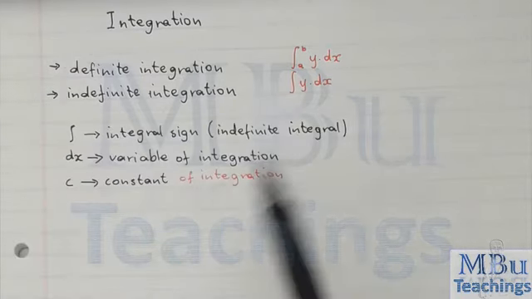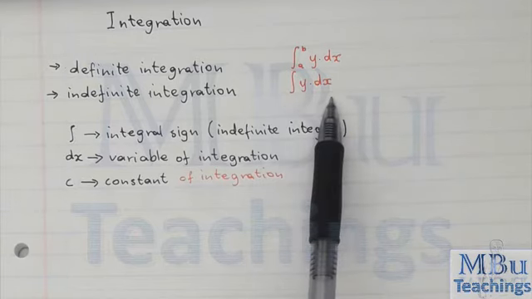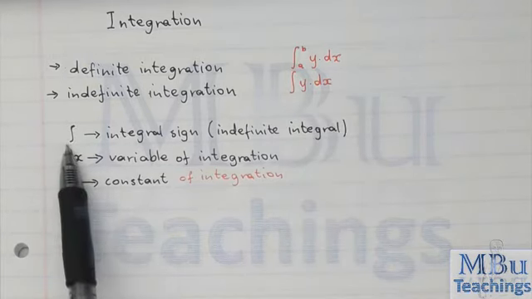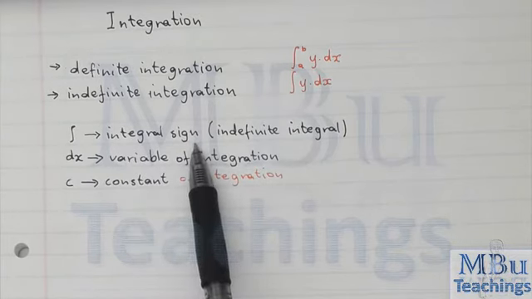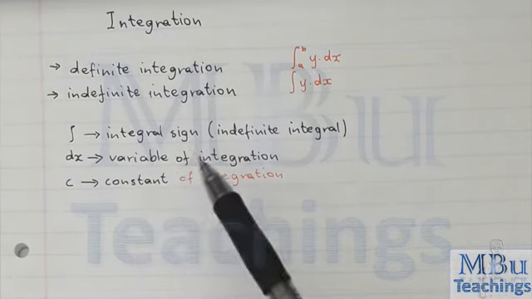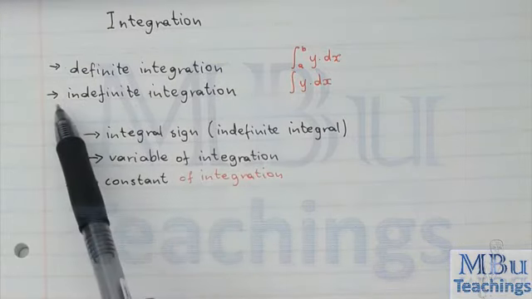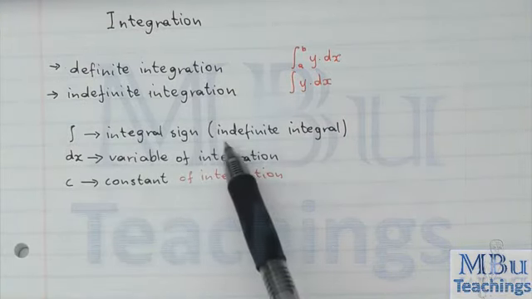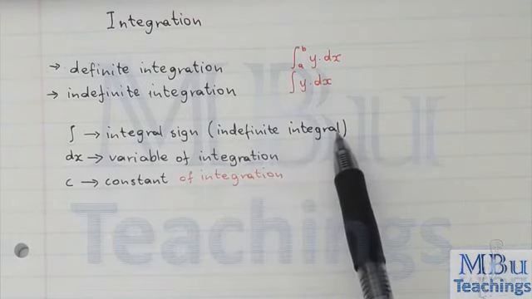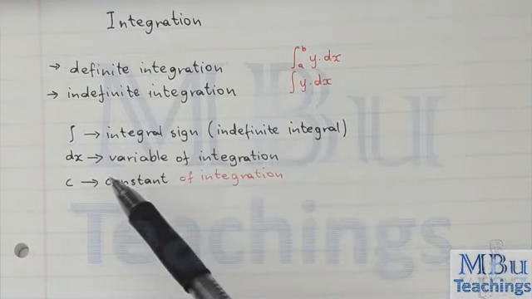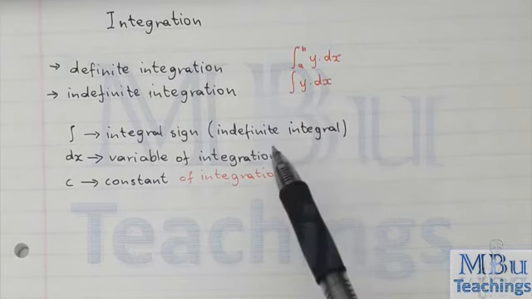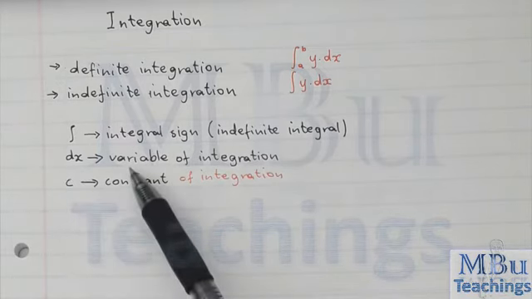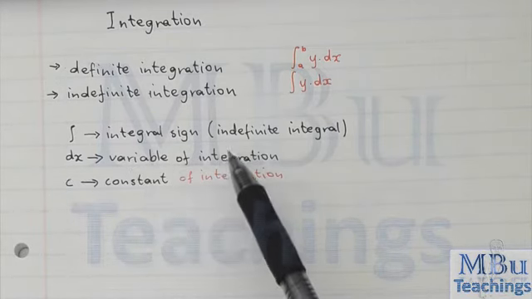When we are trying to interpret this, the first part will be the integral sign. Since we are starting with the second part, we can call it the indefinite integral sign. Then the second thing will be dx. Now, what does dx mean? dx is called the variable of integration.